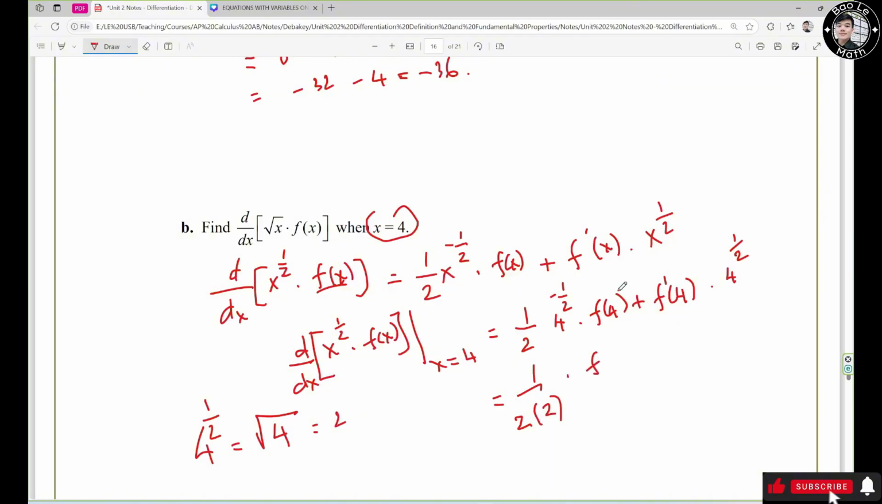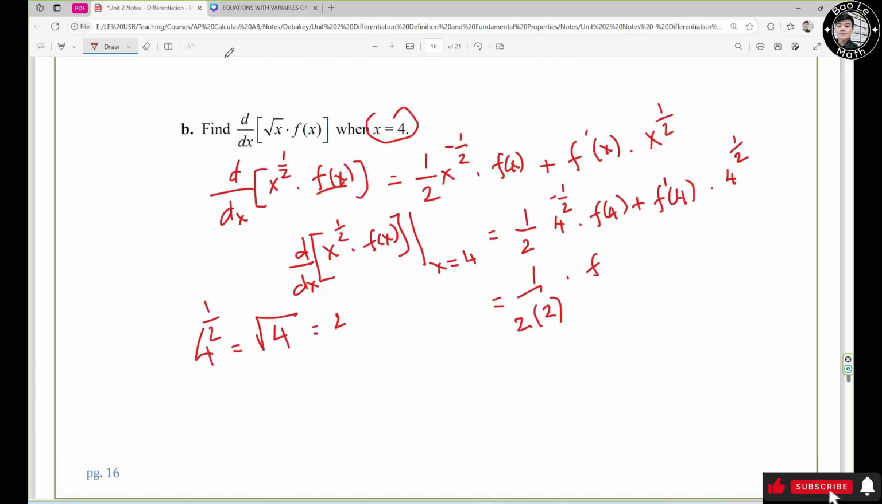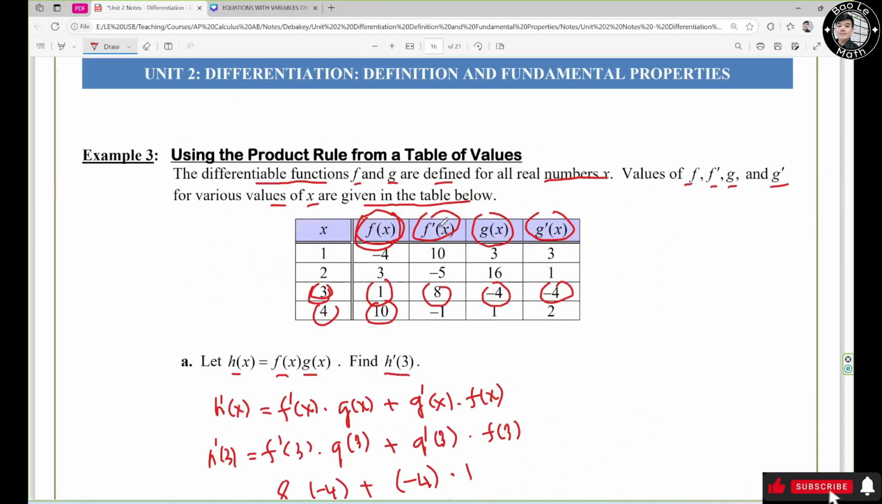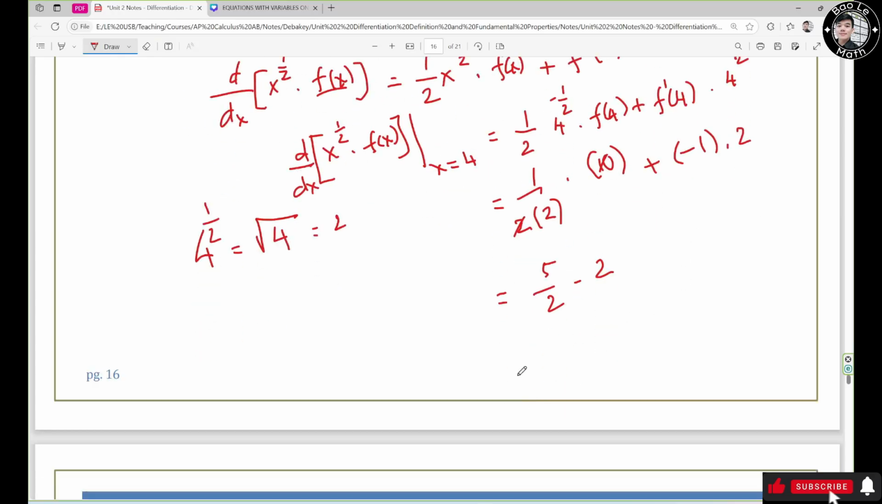Times f of 4. But f of 4, we look at this one, f of s right here. F of 4 equals 10, so right here I just put 10. Plus f prime of 4. F prime of 4 is -1, times 4 raised to the 1/2, which means the square root of 4 equals 2. Now simplify. 10 divided by 2 is going to be 5, so it's 5 over 2 minus 2. -1 times 2 is -2. Now simplify, it's going to be 1/2.